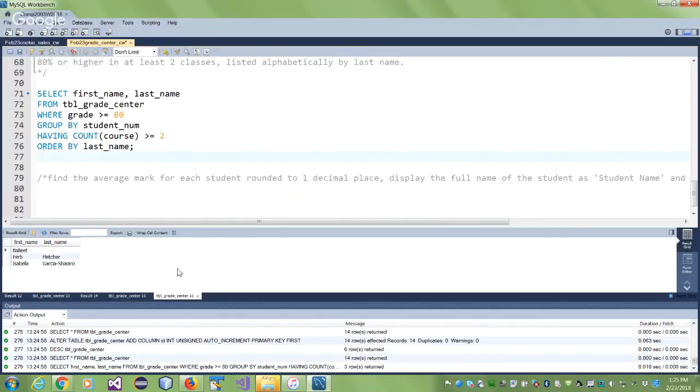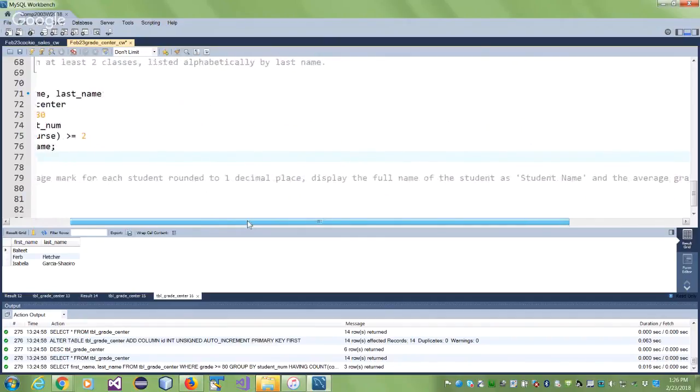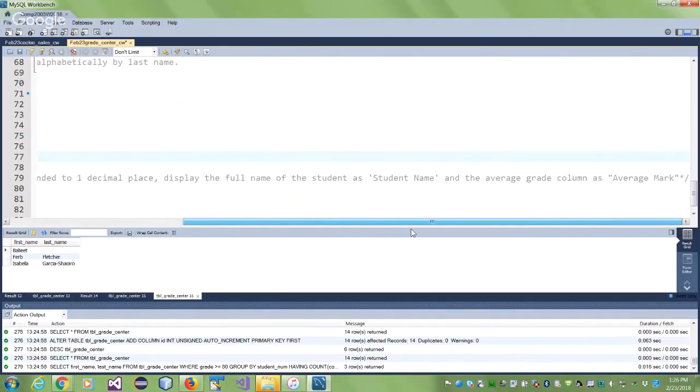Okay, the next one. Find the average mark of each student rounded to 1 decimal place. We've done rounding before. Display the full name of the student as student name and the average grade column as average mark. Okay, let's do it then.